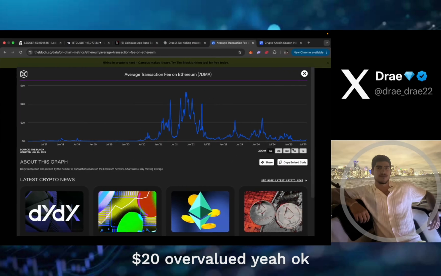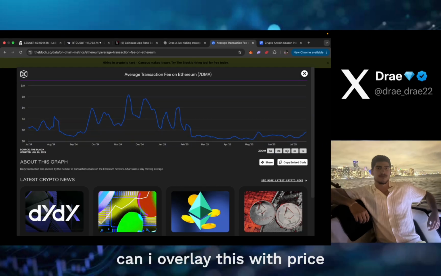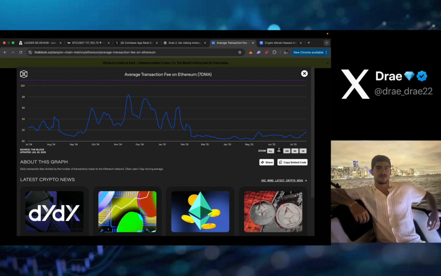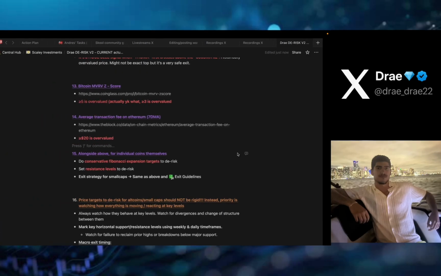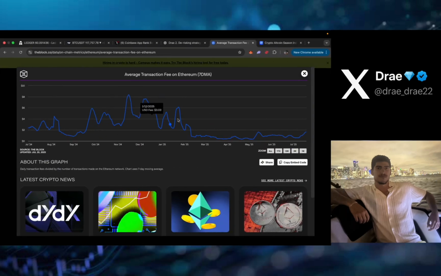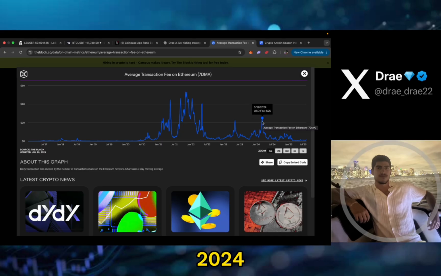All right, $20 overvalued. Yeah, okay. How do I overlay this with price? Can I overlay this with price? Or do I have to just manually look at it? Okay, I don't know where I got this from, but let's look at $20. 2024, 11th of March. Yep, 25.